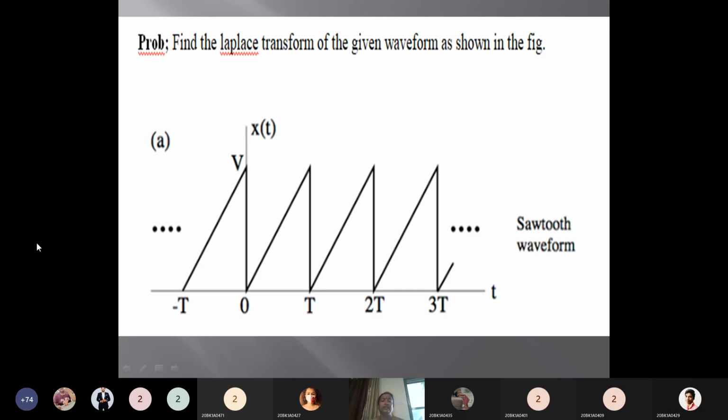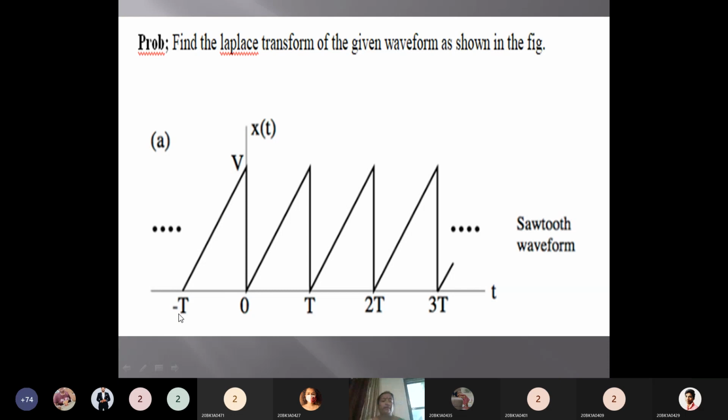Okay. Then this is the same problem I have shown in the previous slides also. At that time I told you I would explain this particular concept in the next class. Let us observe. This is also a sawtooth waveform, but here I have given the steps for how to find it, for your clarification. Find the Laplace transform of the given waveform as shown in the figure. The same problem I have given for 10 marks in the descriptive question bank, I think.